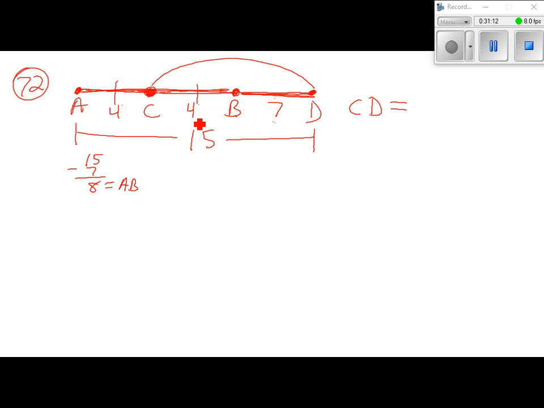Now to find CD, we know that CD, from C to D, that whole thing, is segment CB plus segment BD. We know CB is 4, BD is 7, so we're just going to add those two together, and that tells us CD must be 11.